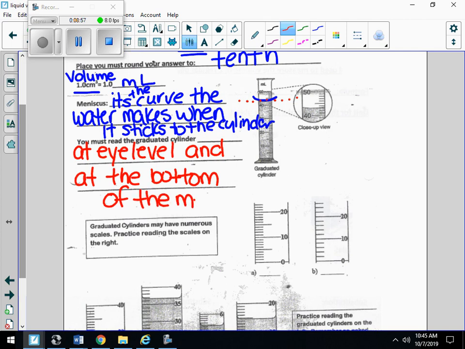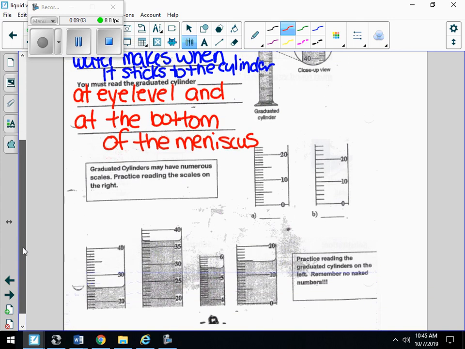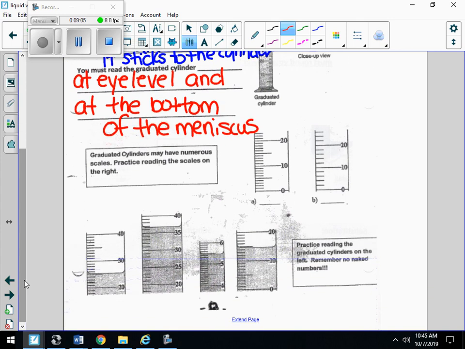This is where our scale comes into place. Every graduated cylinder is different. It depends on how big they are. If you look in the back of the room, there's beakers back there. Look back there by the sink. They're different size graduated cylinders.